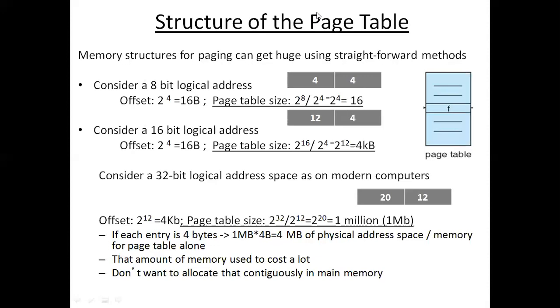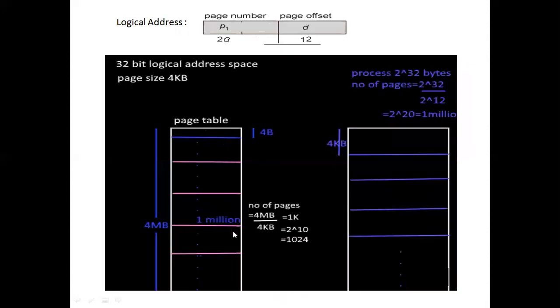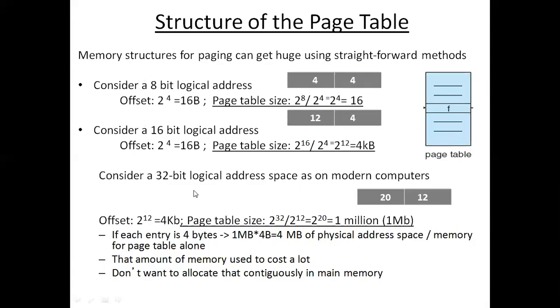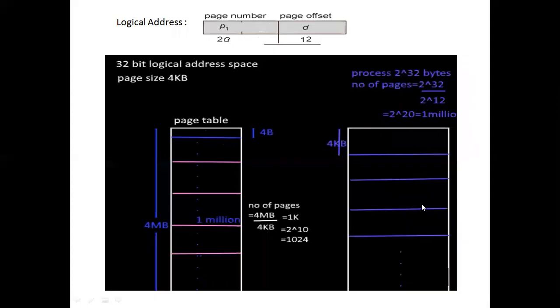Okay, so basically this is just an example of this scenario where I'm considering a 32-bit logical address, where 12 bits are for the offset. So let's say a process is 2 to the power of 32 bytes. The number of pages will be 2 to the power of 32 divided by 2 to the power of 12, which is 2 to the power of 20.